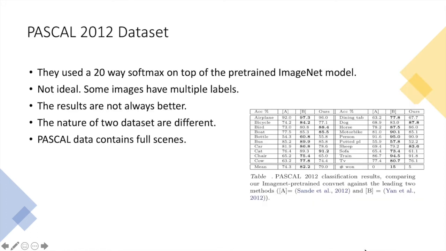The performance is not much better for the experiment on the PASCAL dataset. They have used a softmax with 20 probability classes on top of the pre-trained ImageNet model. We can see even a slight decrease of performance in some classes. The reason may be that some images in the PASCAL dataset are multi-labeled, or that there is some background behind the object, so the features trained by ImageNet are not useful for PASCAL, or sometimes it's even confusing.